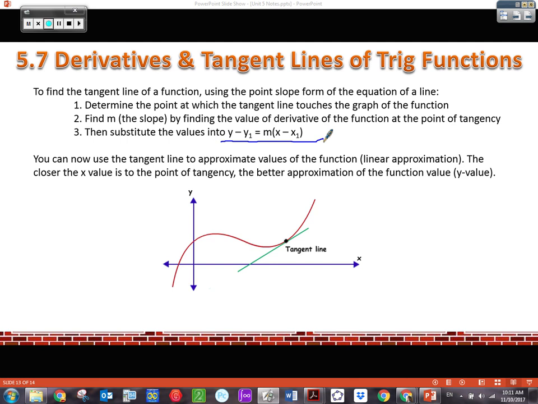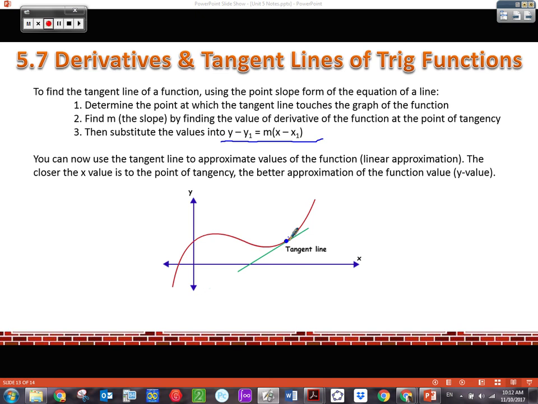So the steps to do that, I've written those out. First we would determine the point at which the tangent line touches the graph. That's not really something that we typically have to find. They usually give that to us. In this particular case, we would just need the coordinates of this point, whatever that point is. So first, we need the coordinates of that point.